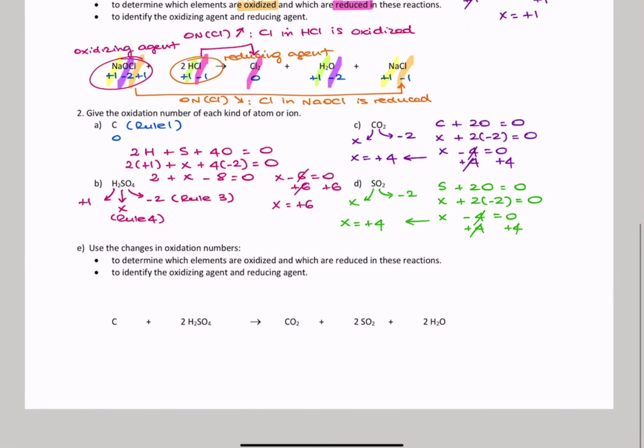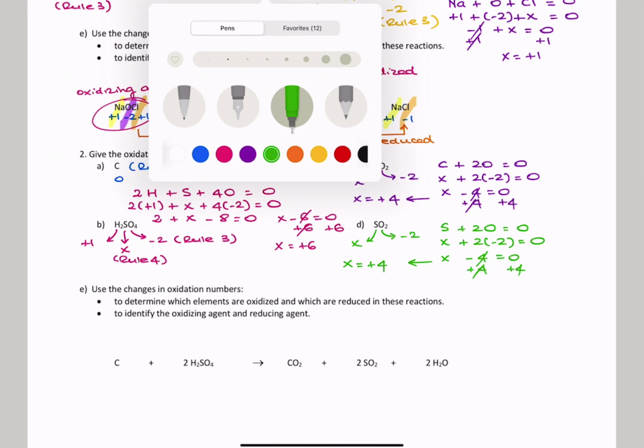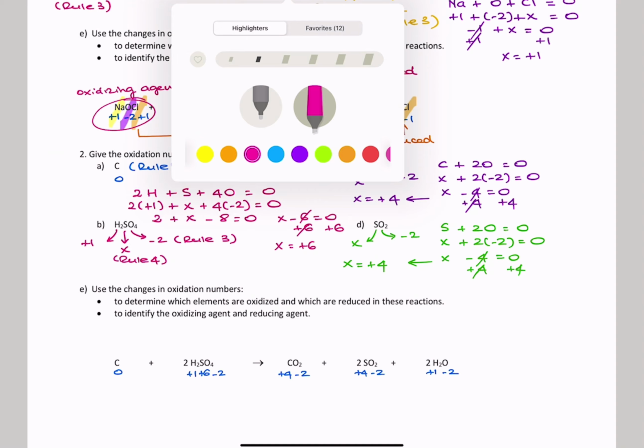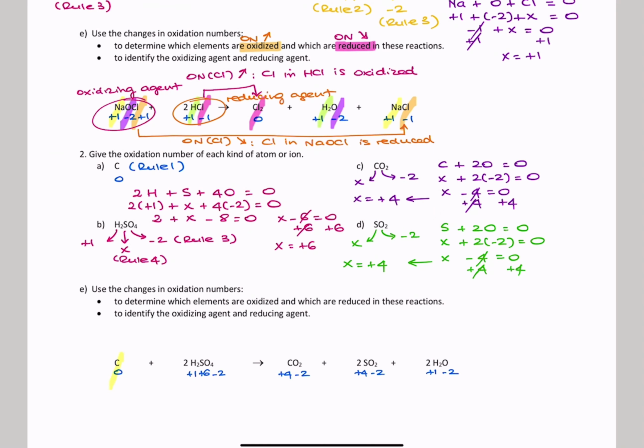Now that we have this, I can go down and just write down all the oxidation numbers. 0 here, plus 1 for H, plus 6 for S, minus 2 for O, plus 4 for C, minus 2 for O, plus 4 for S, minus 2 for O, plus 1 and minus 2. We did H2O in the previous problem. Notice that you disregard the coefficient and you disregard the subscript when you write down the oxidation number. By convention, I write the oxidation number underneath every compound. And now we're going to identify. Okay, so let's see. We have carbon here 0, carbon here plus 4.